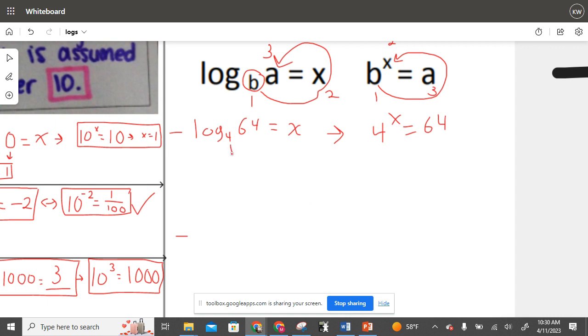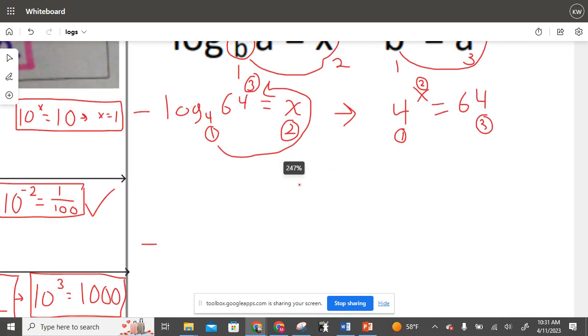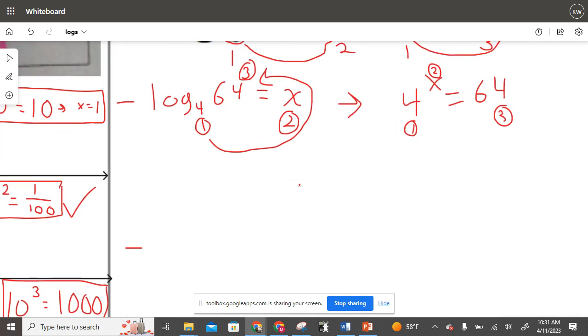Remember, that's our first thing. That's our second thing. That's our third thing. It just loops around. 1, 2, 3. Gives us 1, 2, and our third thing A. If you can go back and forth between these two forms, that's half the battle with logs.